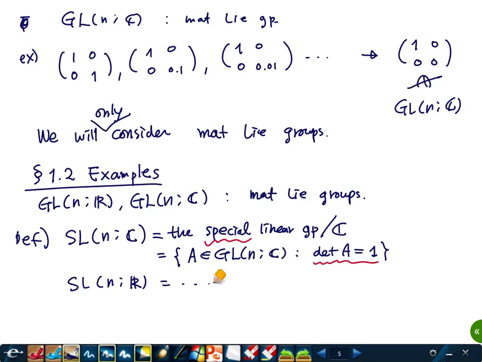Okay, are these matrix Lie groups? Let's think about that.